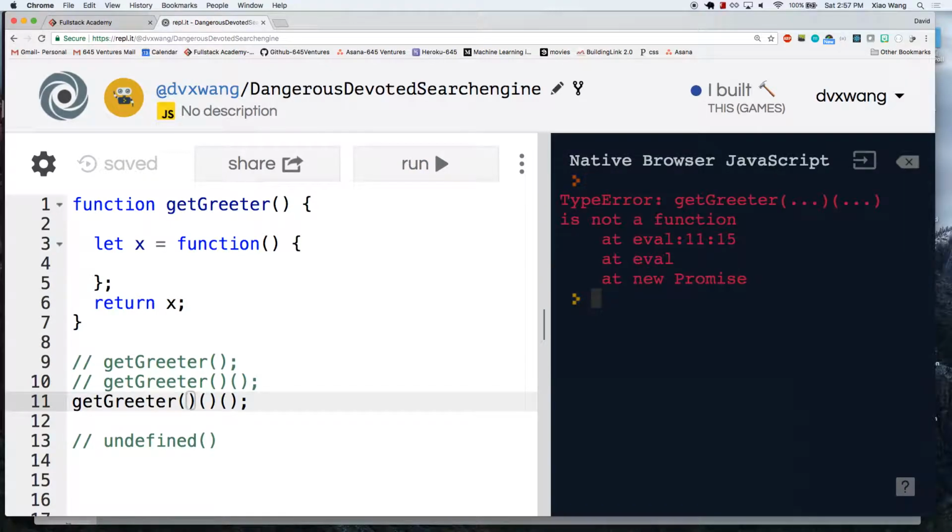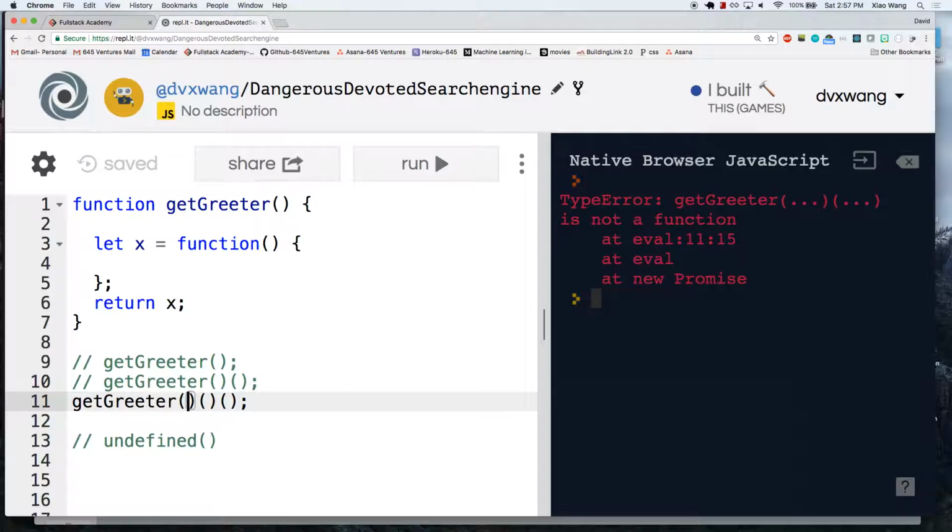It's going to say, all right, does getGreeter exist? Cool. All right, let's run getGreeter. Does that give me back something? Yeah, that's a valid function. GetGreeter is a function. I can invoke it. Okay, great. What does that return? I don't know yet. Well, let's try invoking it.